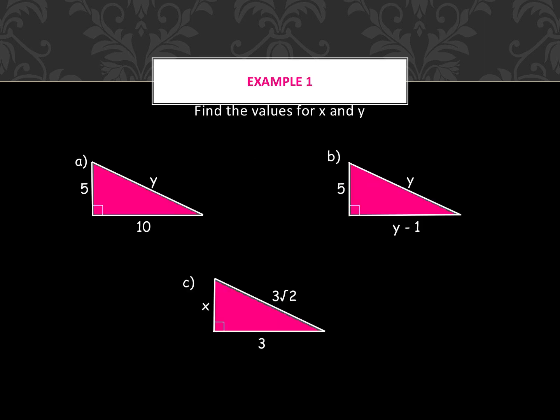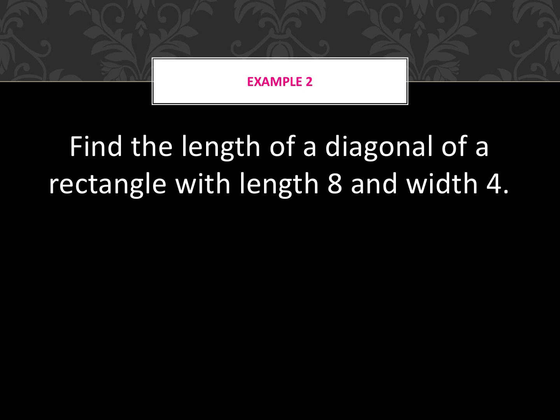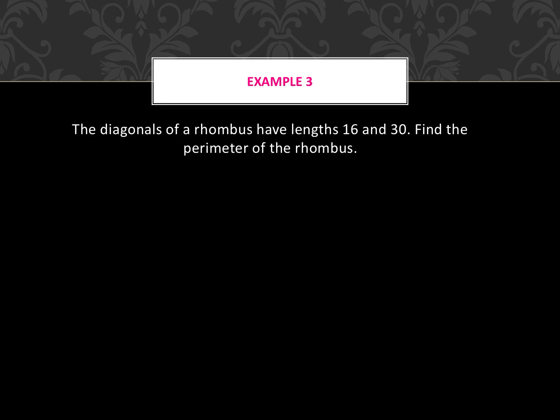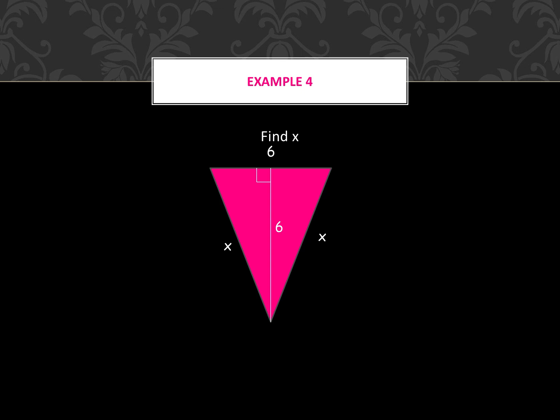Here were some examples that we did yesterday. We applied it to a quadrilateral. The diagonal of a rectangle is actually the hypotenuse of a right triangle. Then we did the rhombus, and remember the diagonals of a rhombus are perpendicular. So that formed four little right triangles, and the hypotenuse was the side of the rhombus. And then here is where we left off.